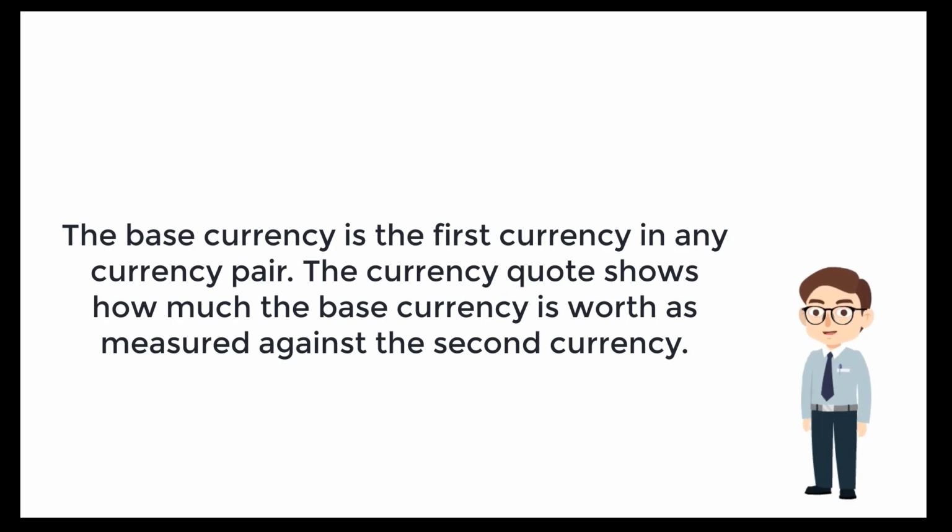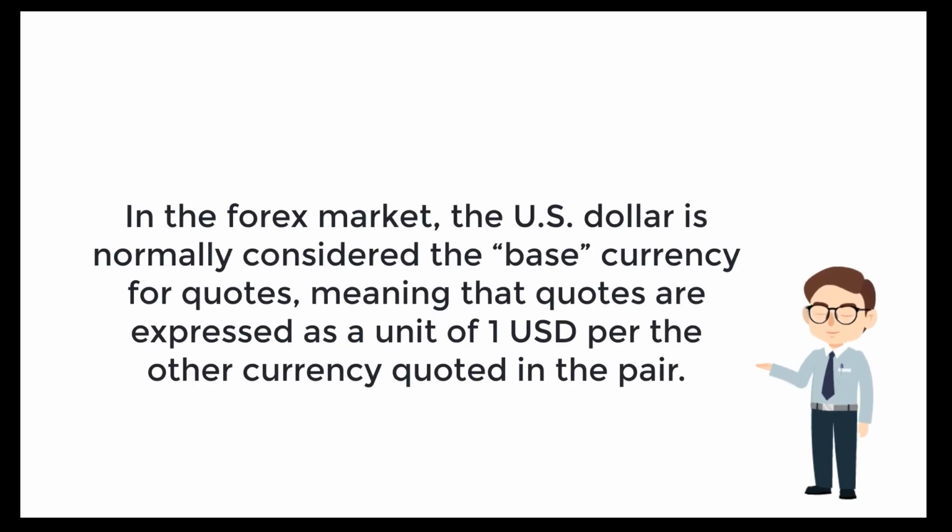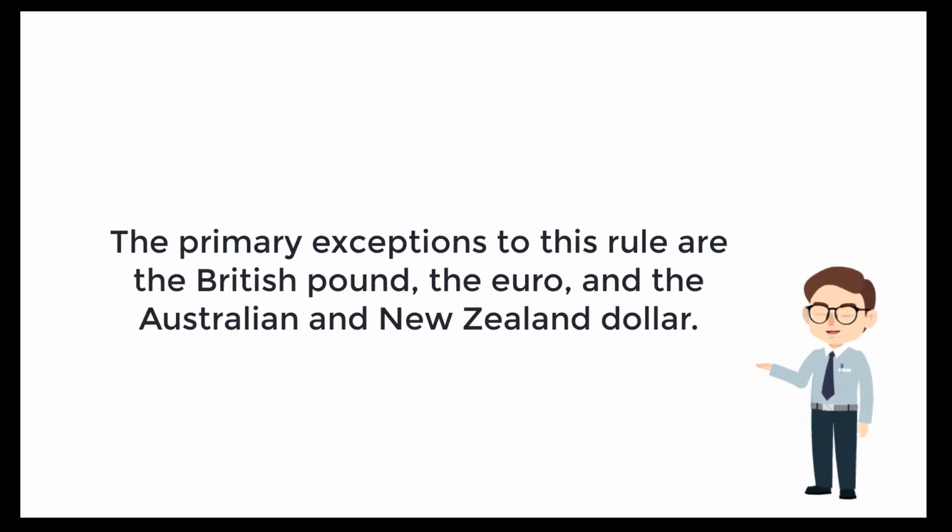Base currency. The base currency is the first currency in any currency pair. The currency quote shows how much the base currency is worth as measured against the second currency. For example, if the US dollar to Swiss franc rate equals 0.9167, then 1 USD is worth 0.9167 Swiss francs. In the Forex market, the US dollar is normally considered the base currency for quotes, meaning that quotes are expressed as a unit of 1 US dollar per the other currency quoted in the pair. The primary exceptions to this rule are the British pound, the euro, and the Australian and New Zealand dollar.